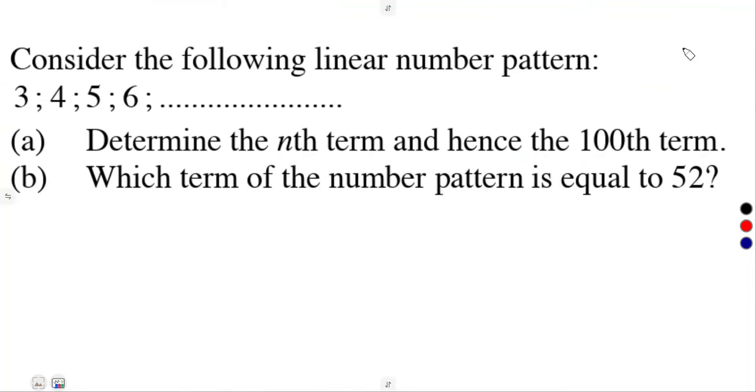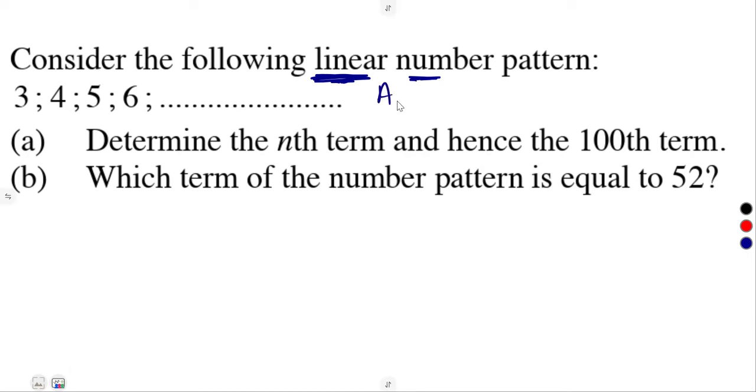So we have the first question that we are going to consider. We are given: consider the following linear number pattern. Already you are told it's a linear number pattern. In terms of exams, because we are going to have another type of sequence later on in our classes, if they do not mention that it's a linear number pattern or a linear sequence, then you must test: is it linear? If it is not, then you go for a quadratic. But if they mention it like this, you already know it's linear.